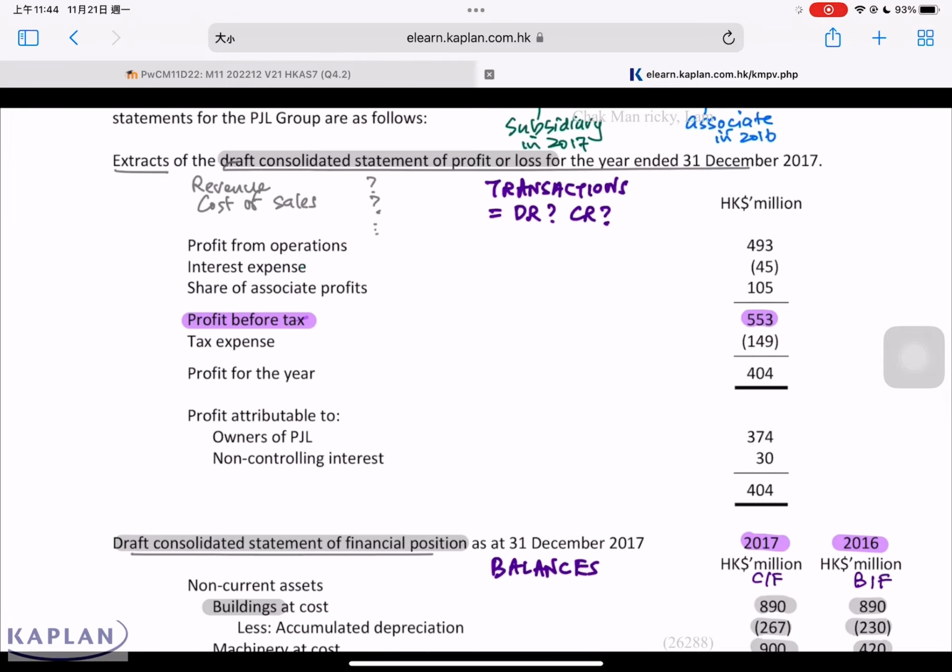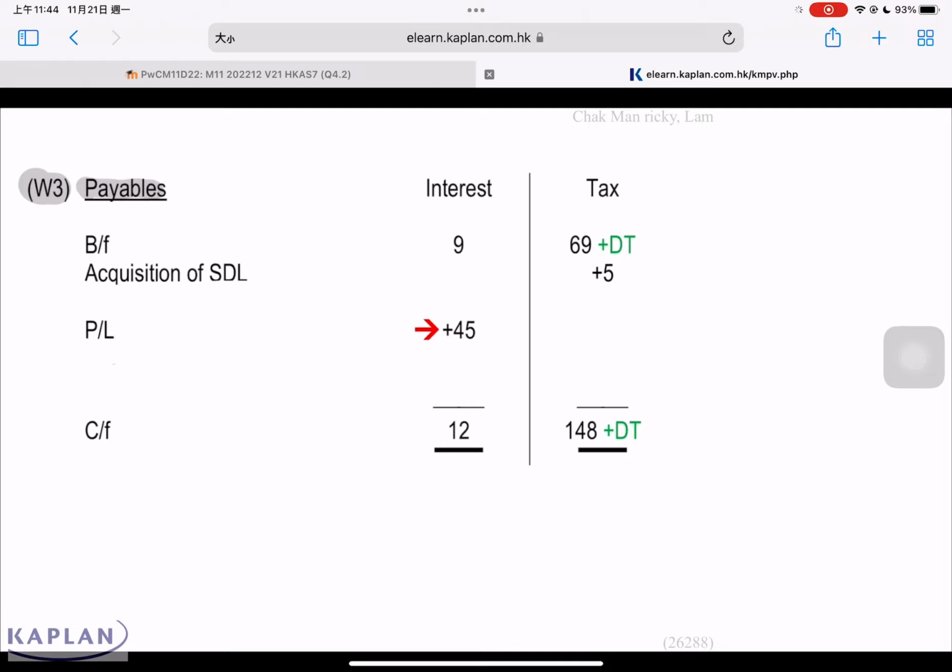The amount is accounted in profit and loss. In the profit and loss, there's an interest expense charged to P&L, 45. We debit profit and loss, credit the interest payable. How about the tax expense, 149? This 149 is a transaction for the year. You have to think about debit and credit. Debit profit and loss for the tax, credit tax payable. This tax payable can be a current or deferred tax. Tax payable increased by 149. Interest payable increased by 45. This increased by 45. This increased by 149. These increases are non-cash, non-operating.